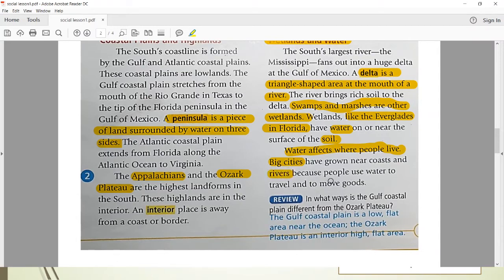Why is that important? Because people use water for drinking, for planting, for agriculture, and for transportation to move goods. So that's why it affects the lives of human beings and also the lives of plants and animals. That's why water is so important.